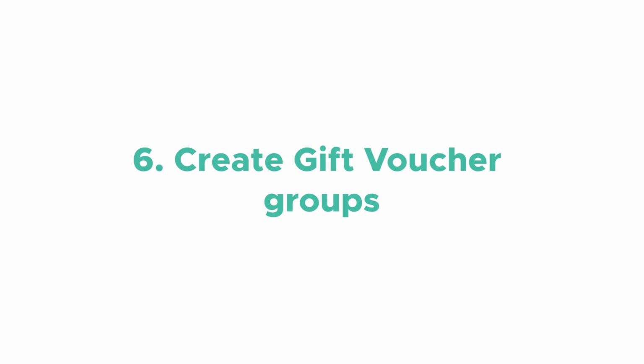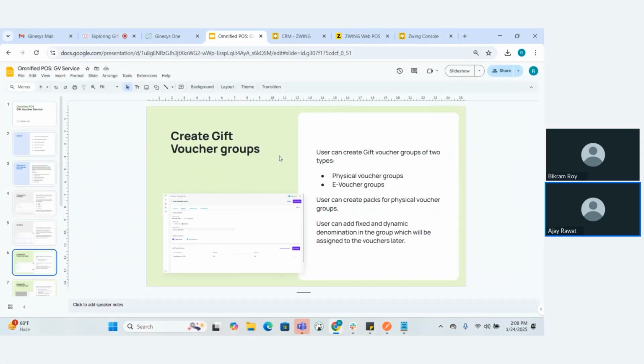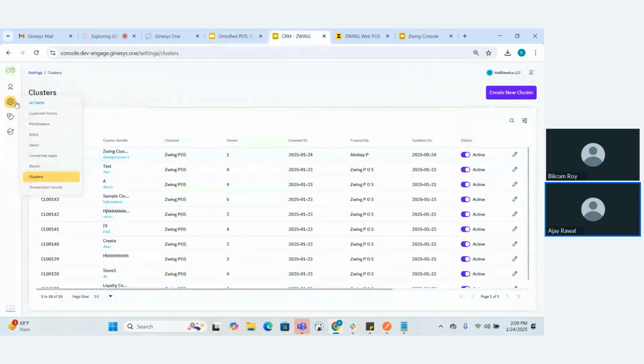Now moving on to the create gift voucher section. So here basically gift voucher groups can be of two types: physical gift voucher and e-voucher groups. So I will show one by one the complete process of creating gift voucher groups for both of them. Let me navigate to the CRM services app.